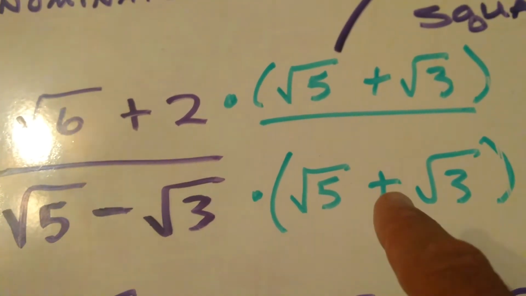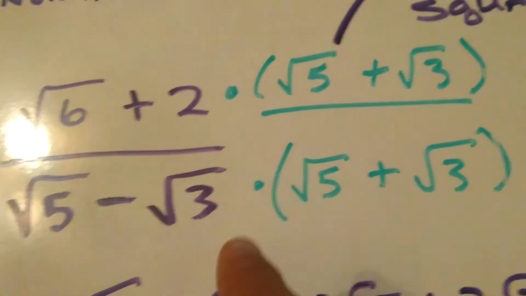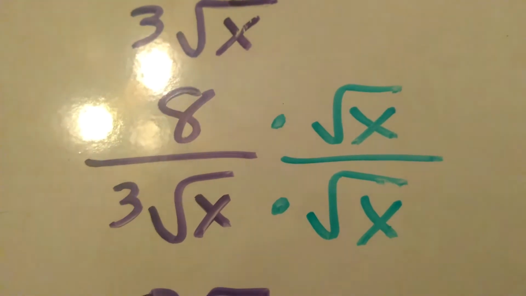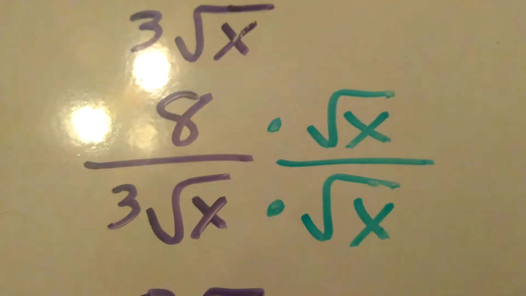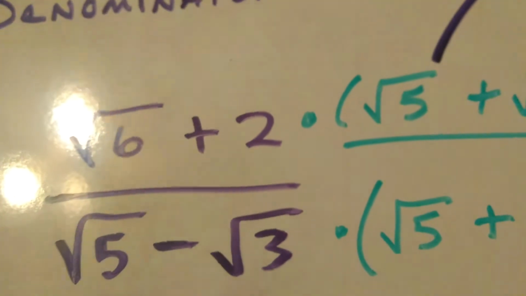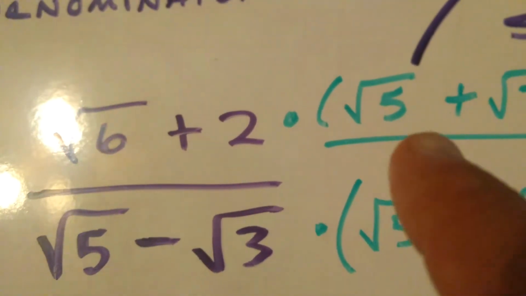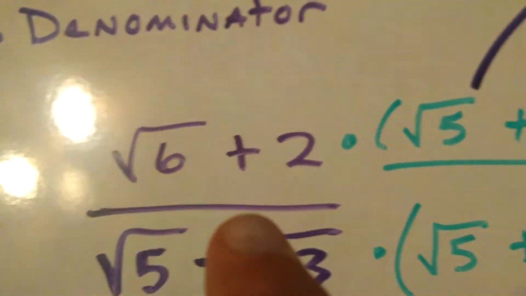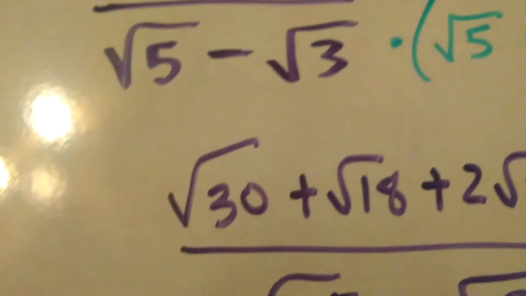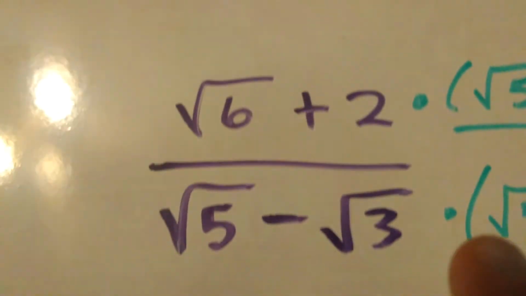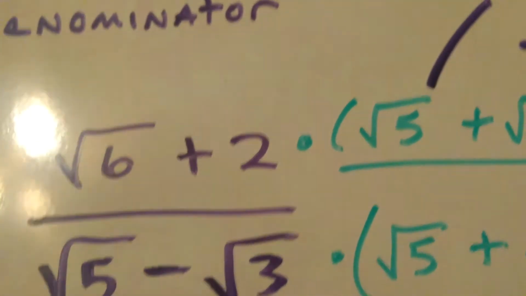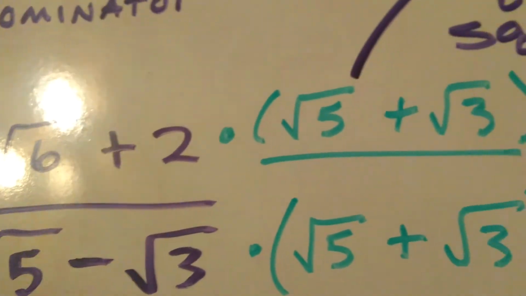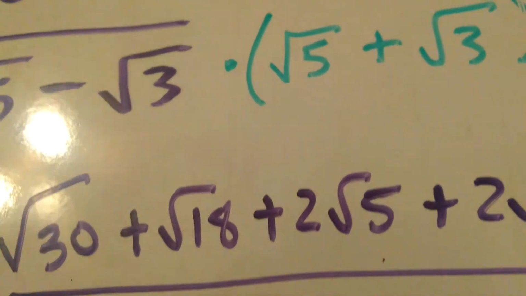The problem here is we've got to multiply top and bottom by this, just like we did over here. Whenever we multiply the denominator by something, we've got to multiply the numerator by the same thing. So what happens is we go square root of 6 times square root of 5, which is square root of 30. Square root of 6 times square root of 3, which gives us square root of 18. 2 times square root of 5, which gives us 2 square root of 5. 2 times square root of 3, which gives us 2 square root of 3 on top.